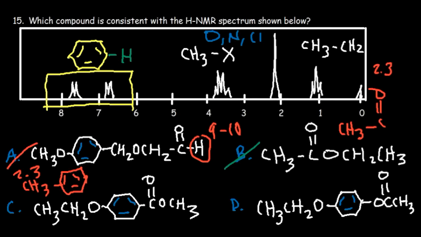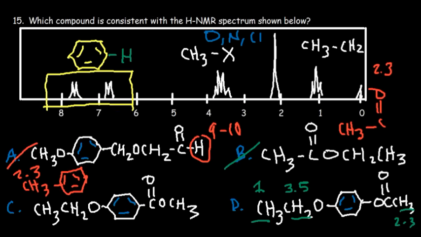So now let's analyze C and D. Let's start with compound D. Here we have a CH3 next to a carbonyl group, so that's going to be around 2.3. And here we have a CH2 next to an oxygen, so we're going to say 3.5. It's supposed to be between 3 to 4. And here we have a CH3, so we'll say that's around 1. The CH3 is next to the CH2. So we have those signals in the graph.